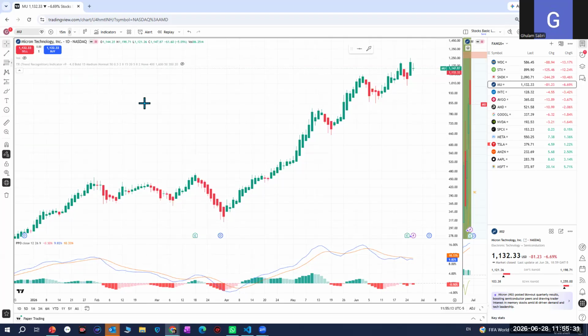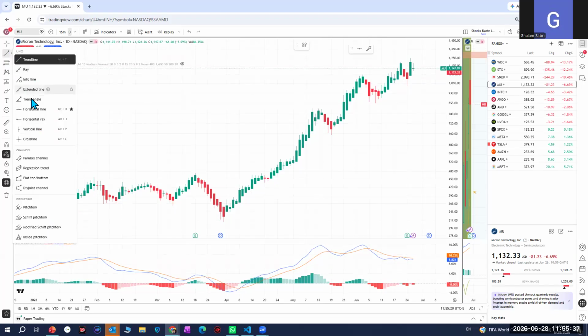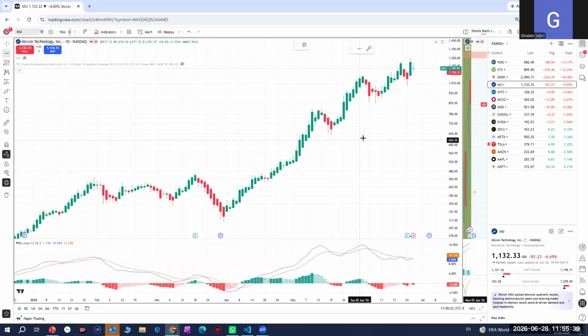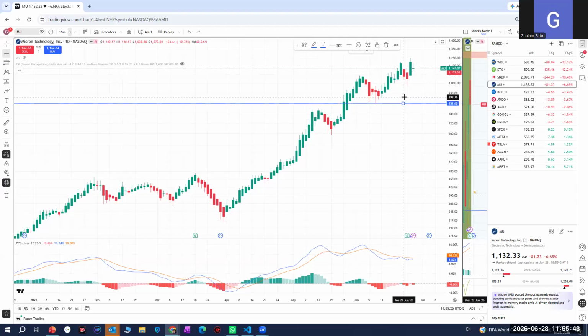I can add resistance and stop loss levels. For example, here I have plenty of horizontal lines. Now, where are the supports? For example, in case of Micron, this could be a support area, this area. Even if it comes down, in case of Micron, we can take our chances. We can take a higher level of risk because we are backed by its solid fundamentals.